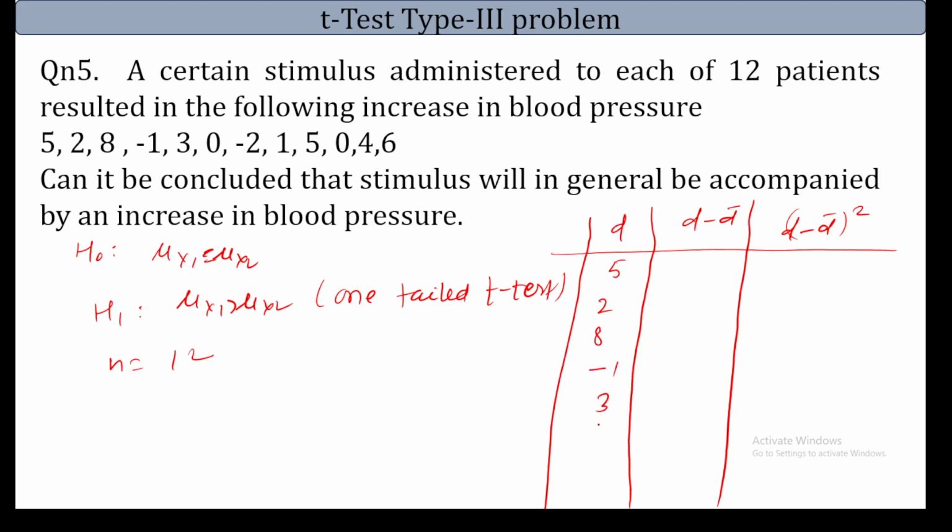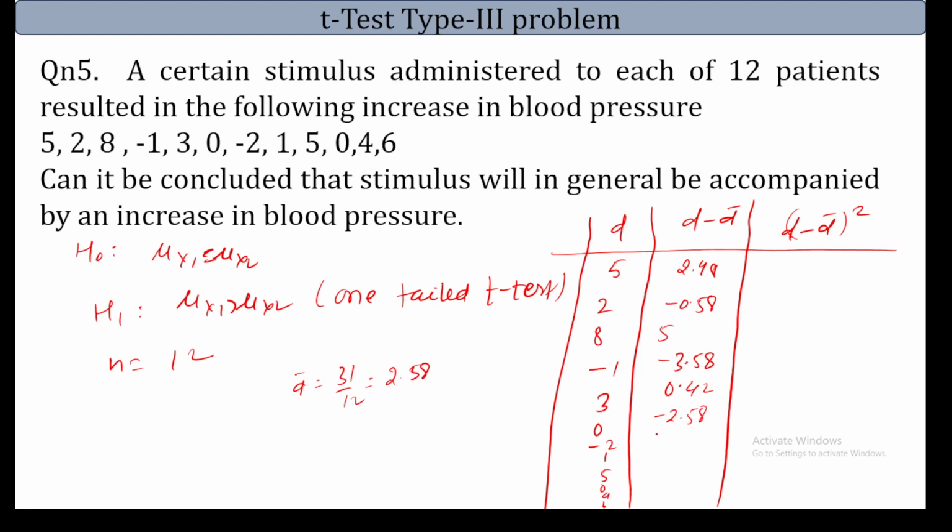-1, 3, 0, -2, 1, 5, 0, total 31. Okay, 31 divided by 12 is 2.58. So we'll be having d minus 2.58 for each value. Just check with the calculation. If I'm doing it wrong, just tell me.